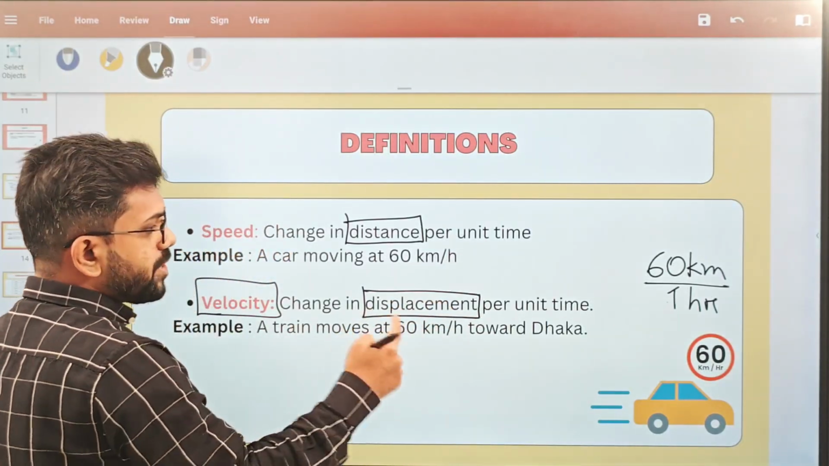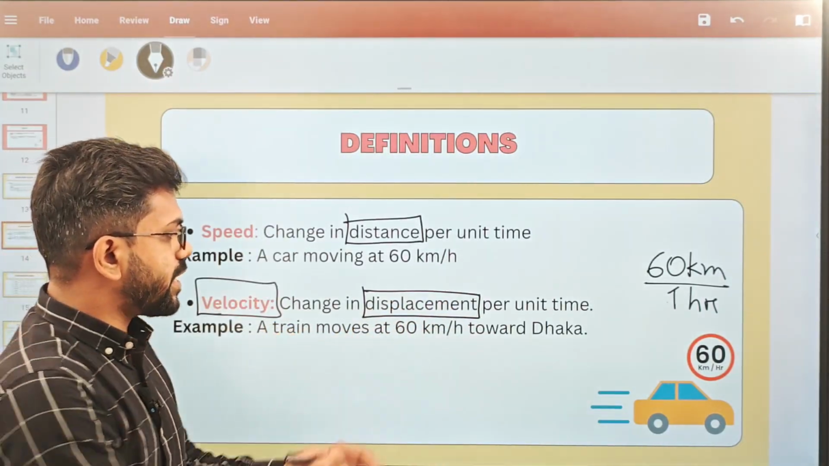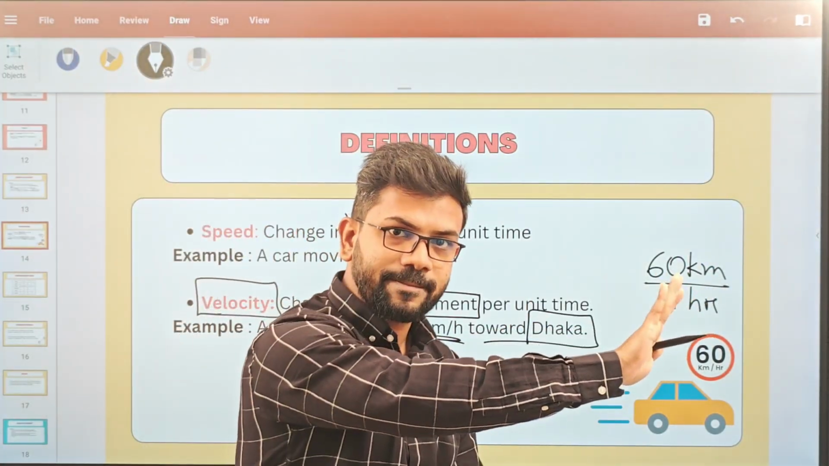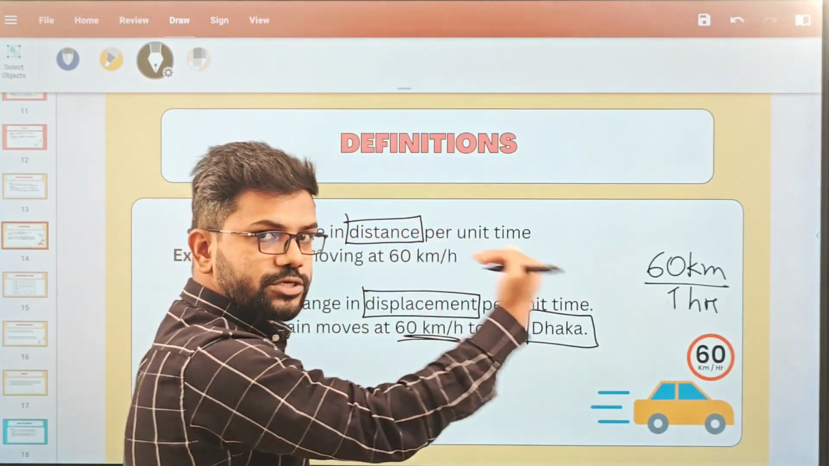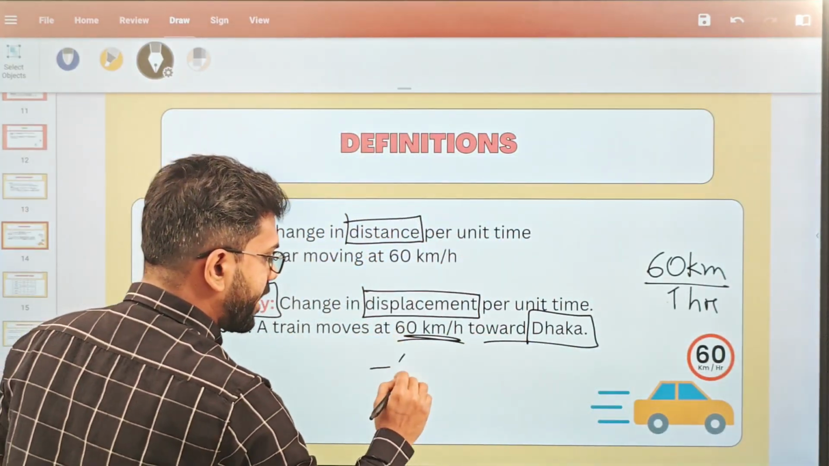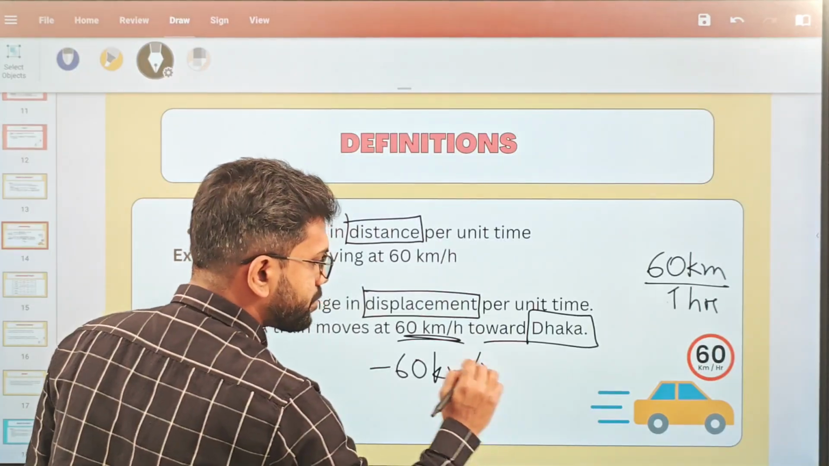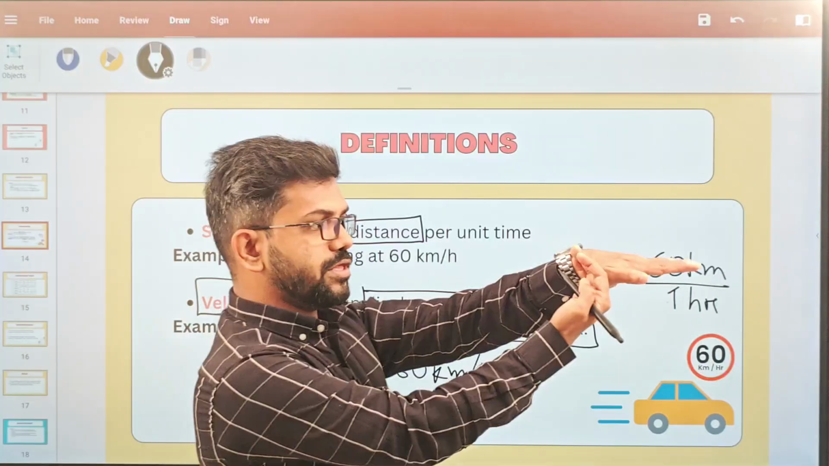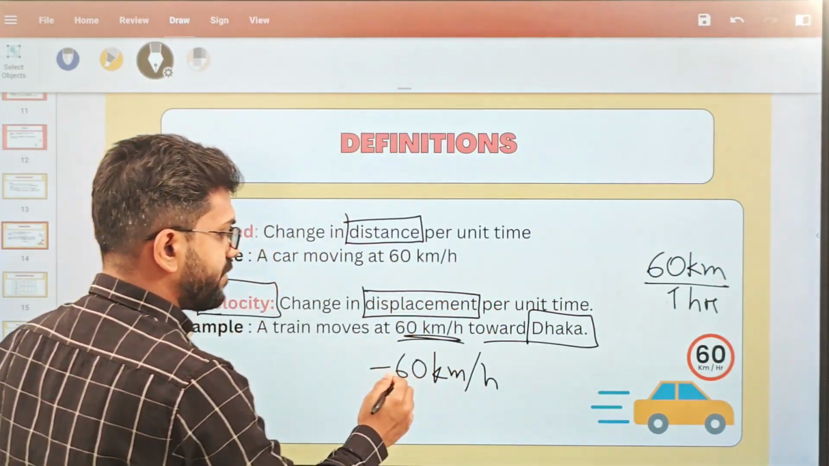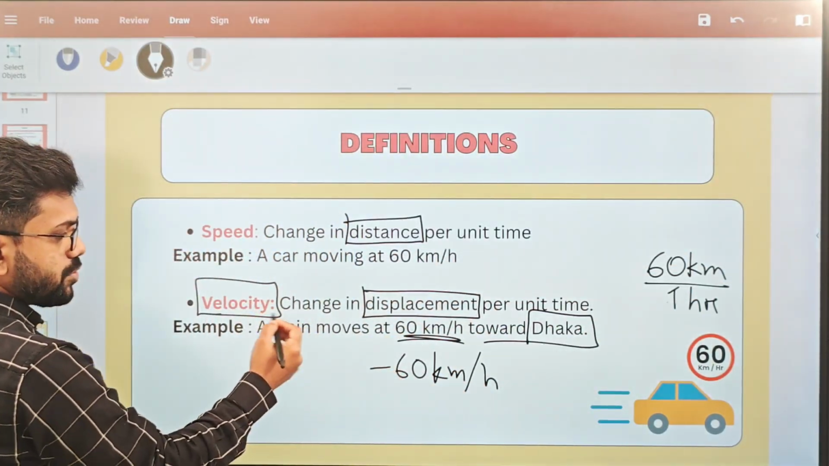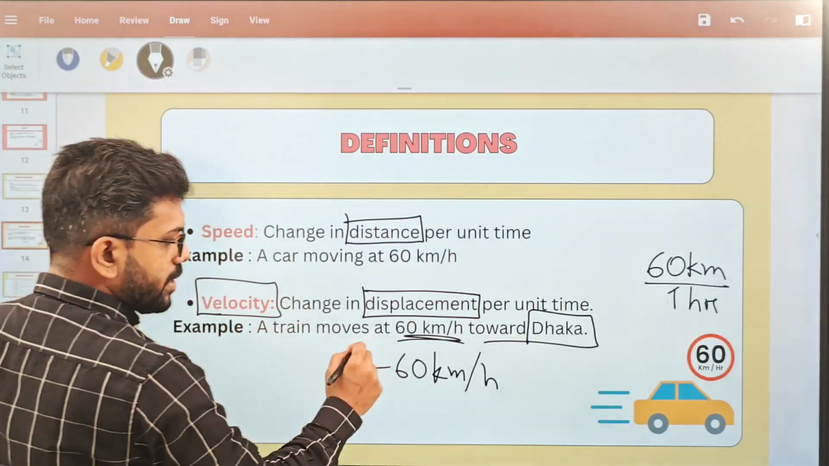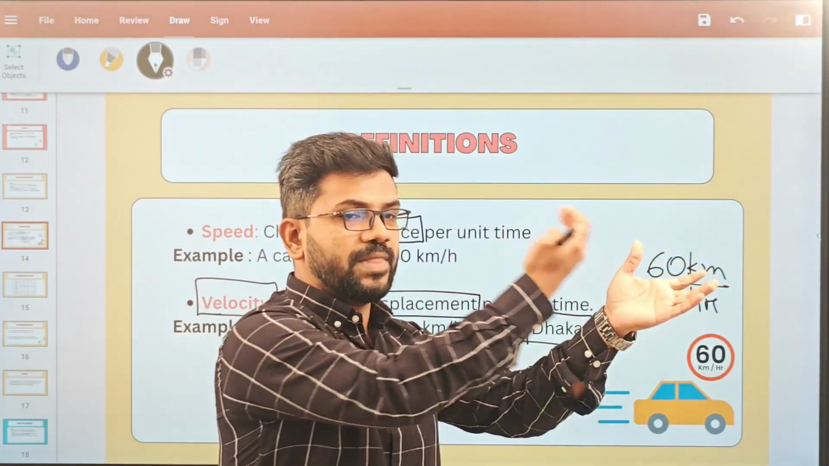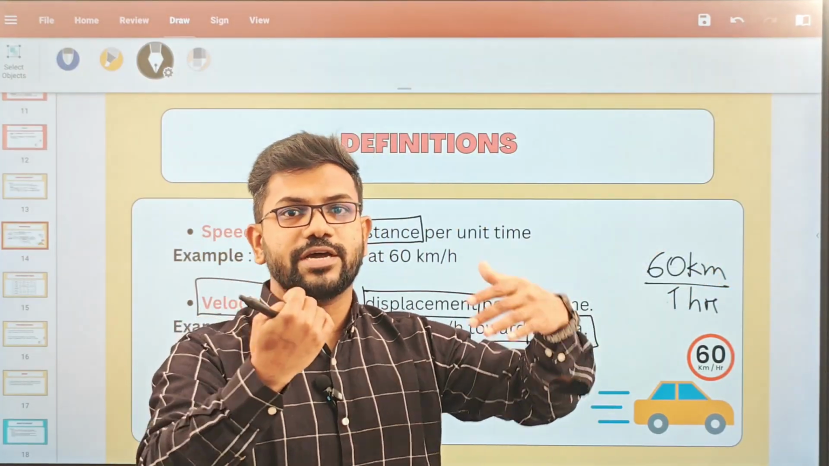You'll also have to notice that a train moves at 60 kilometers per hour towards Dhaka. Let's say this direction is Dhaka. If it is moving backward to the opposite direction, we would be writing negative 60 kilometers per hour. So if you specify any direction to be positive, the opposite direction should be negative value. Since direction is also attached to this quantity, in the opposite direction the value may remain the same, but it will be a negative value.